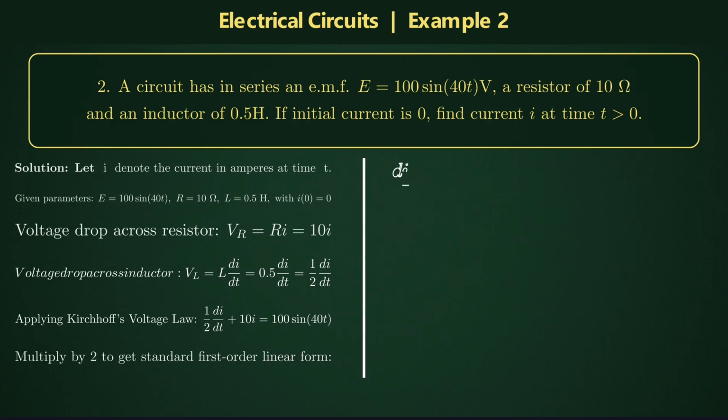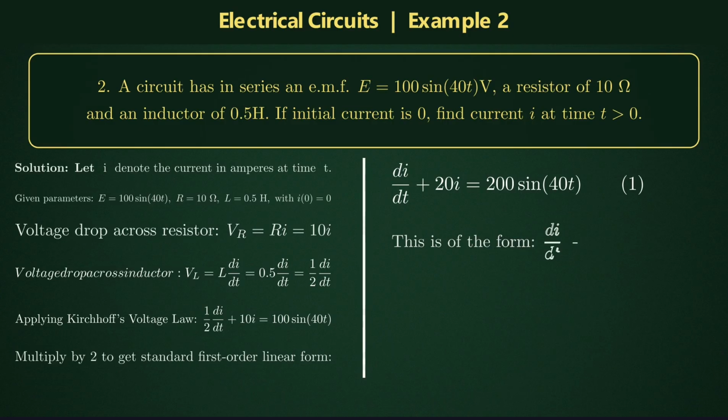Multiplying the entire equation by 2, we obtain the standard form, di by dt plus 20I equals 200 sin 40t. We label this as equation 1. This is a linear differential equation of the first order form, di by dt plus p times I equals q. Comparing terms, we find p is equal to 20, and q is equal to 200 sin 40t.